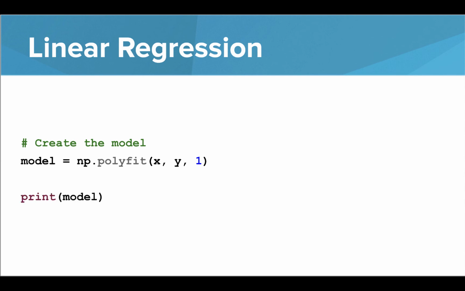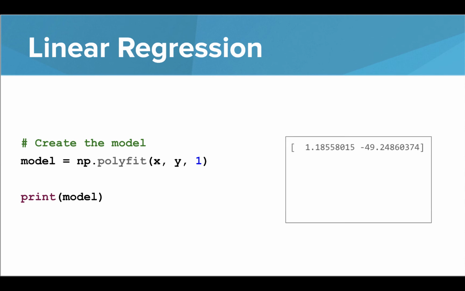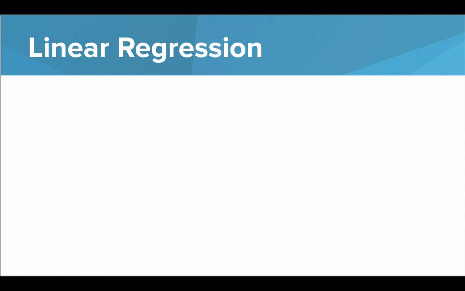If we print the model, it will list the values of m and b to create our line of best fit. The m is 1.185, or rounded off to 1.19, and the b value rounds to negative 49.25. So this gives us y equals 1.19x minus 49.25. Let's use this model now to plot the line of best fit.